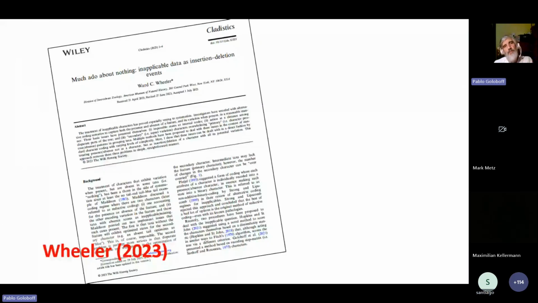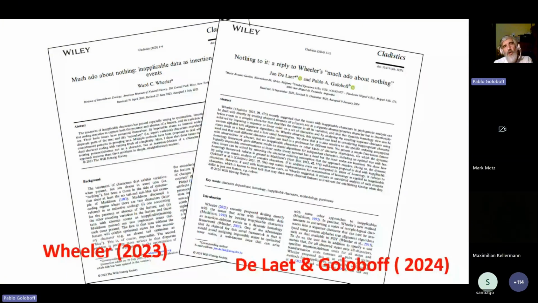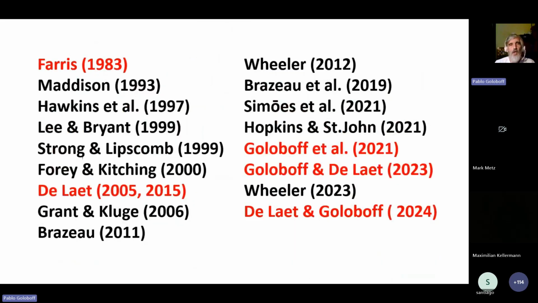There was some discussion between Wheeler 2023 and Goloboff on whether one should use events or not. Just read the papers. I'm not going to summarize that, but that's basically the only thing that has been published on inapplicable characters under parsimony after we published our paper. So this is the list of the most important papers, and in red are the papers which I consider give you the right perspective. The other ones are papers you can, in my view, do without.